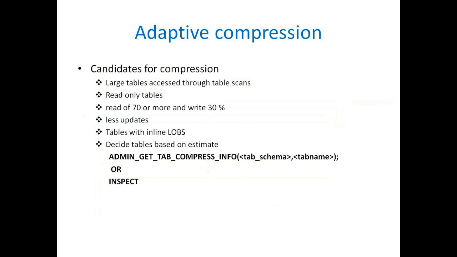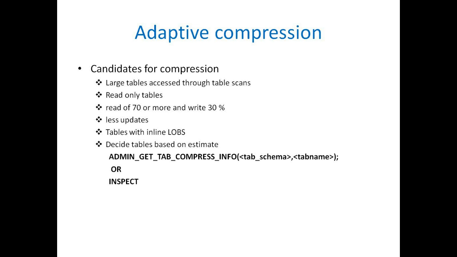And what are the best candidates for adaptive compression? What we have experienced is large tables, tables with table scans, and read-only tables, with a read ratio of 70 percent or more, and very few writes and updates. And one more thing is tables with inline LOBs. If there are large LOBs, then it is not preferable to use adaptive compression. So it's a better option for inline LOBs.